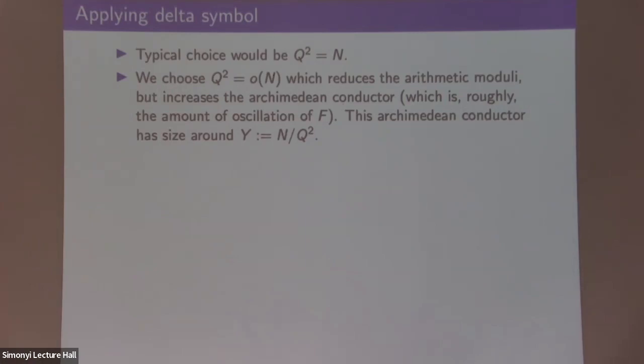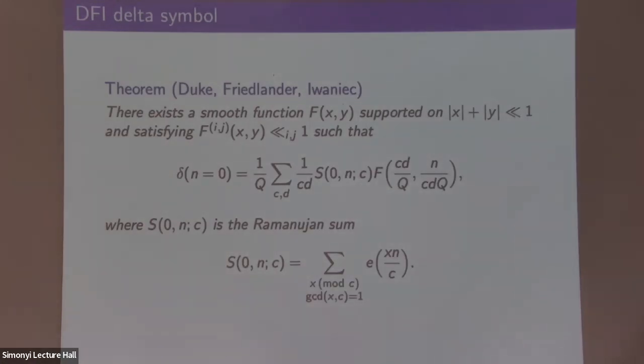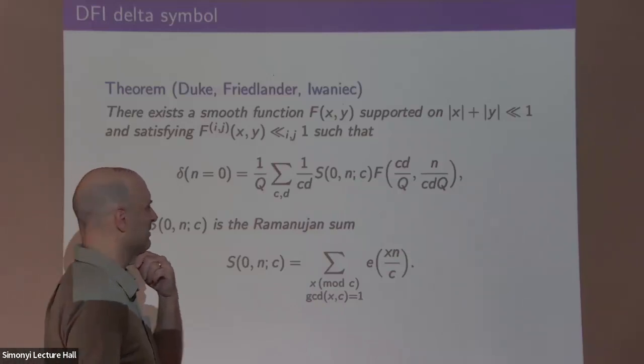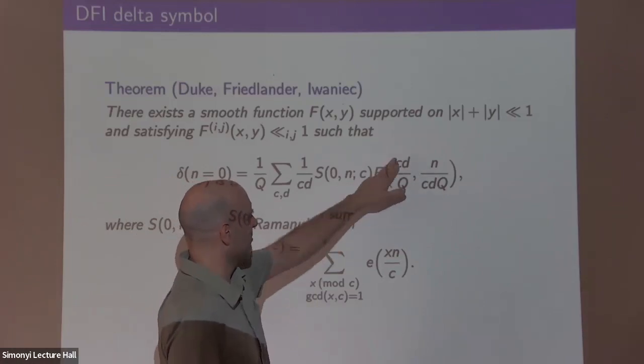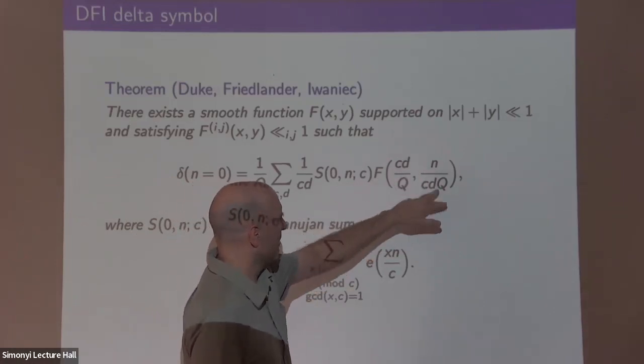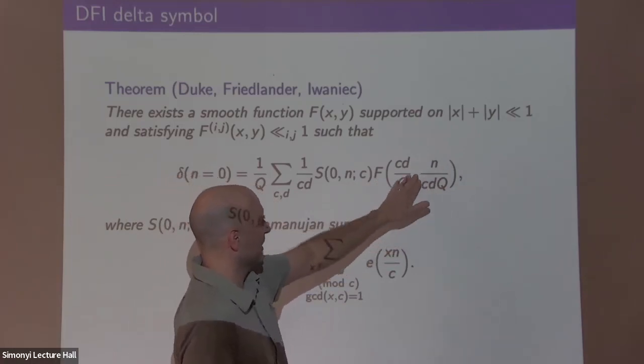So the out-of-the-box DFI delta symbol would have us pick q squared equals n. That's the standard choice. How do we see why that's the usual choice? I guess if you think of c and d of size Q, then this is like 1, and this is like Q squared, and so n would go up to Q squared. To balance those, you pick Q squared equals n.